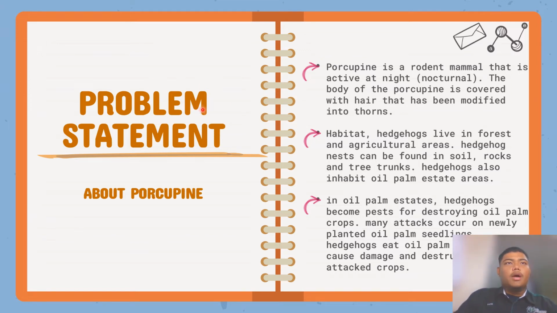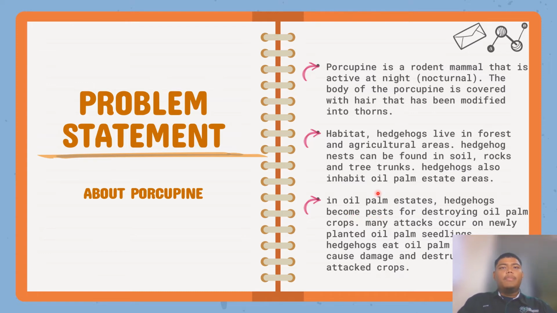Alright, everyone. Next, we go to the problem statement, which is about the porcupine. The porcupine is a rodent mammal that is active at night. The body of the porcupine is covered with hair that has been modified into thorns. The habitat of the porcupine is forests and agricultural areas. Porcupine nests can be found in soil, rock, and tree trunks. Porcupines also inhabit oil palm estate areas.